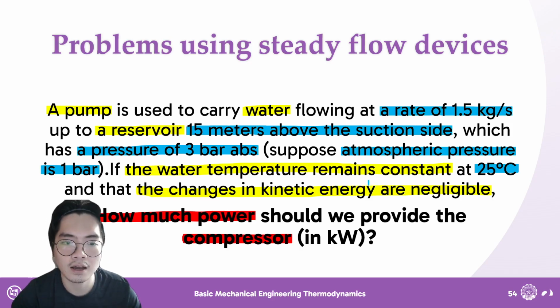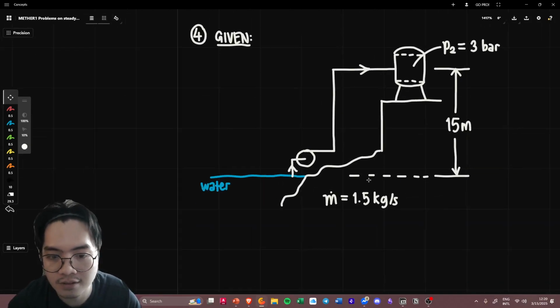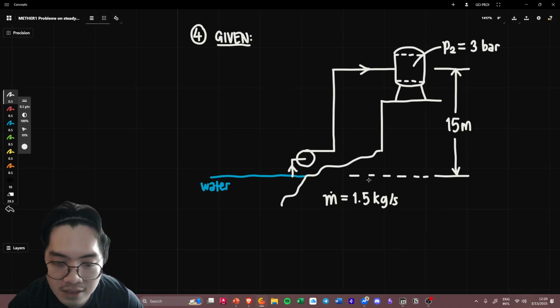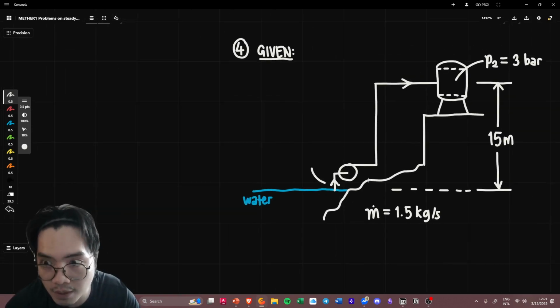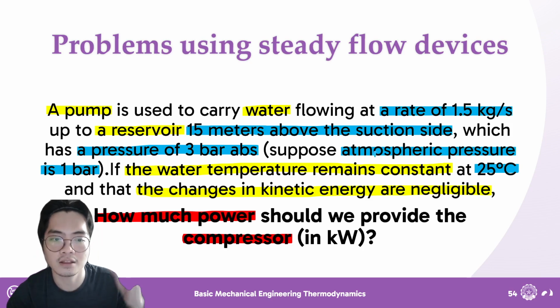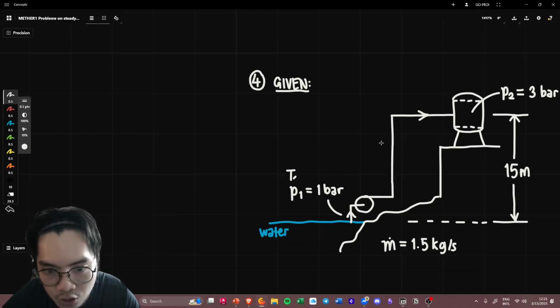The pressure of this reservoir, this state 2, let's say, is 3 bar. And they said this needs to be at atmospheric pressure. You're sucking in water from atmospheric pressure, so P1 is going to be 1 bar. They also said the water temperature remains constant at 25 degrees, so T1 is T2, which is 25 degrees.